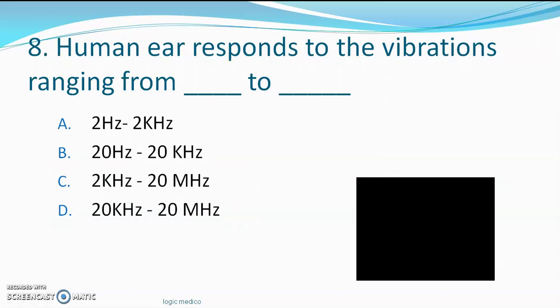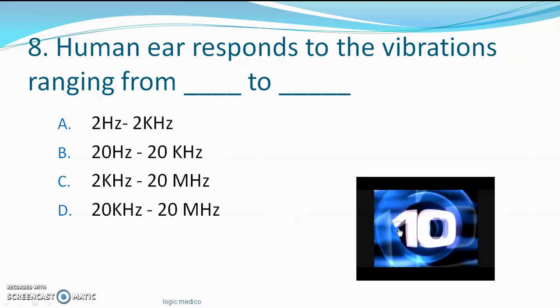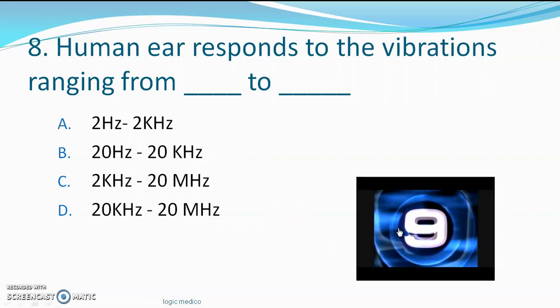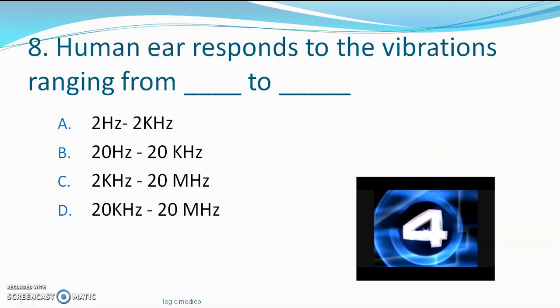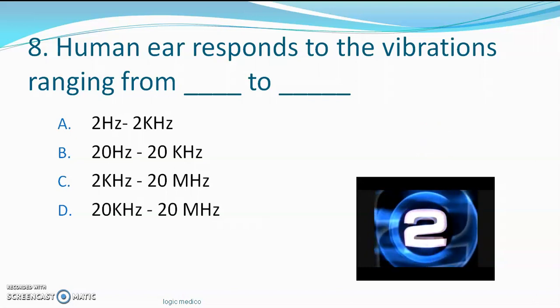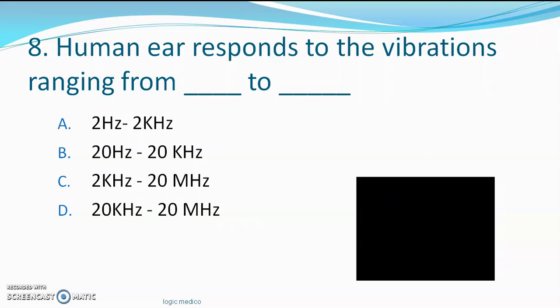Human ear responds to the vibrations of sound ranging from dash to dash. Your options are 2 Hz to 2 kHz, 20 Hz to 20 kHz, 2 Hz to 20 megahertz, 20 kHz to 20 megahertz. Time starts now. If you told option B, then you have the correct answer. Answer is 20 Hz to 20 kHz.